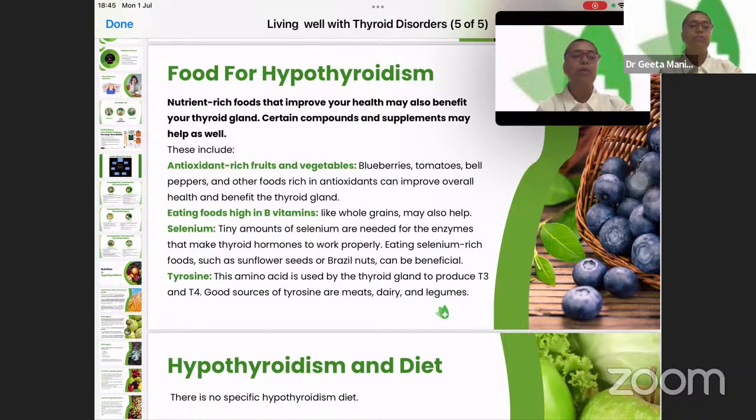Eating foods high in B vitamins, like whole grains, may also be of help. Selenium. Tiny amounts of selenium are needed for the enzymes that make thyroid hormones to work properly. Eating selenium-rich foods such as sunflower seeds and Brazil nuts can be beneficial. Tyrosine is an amino acid used by the thyroid gland to produce T3 and T4. The good sources of tyrosine are meats, dairy, and legumes. So if you take dairy, meats, and legumes in moderation, it is definitely a help for hypothyroidism.